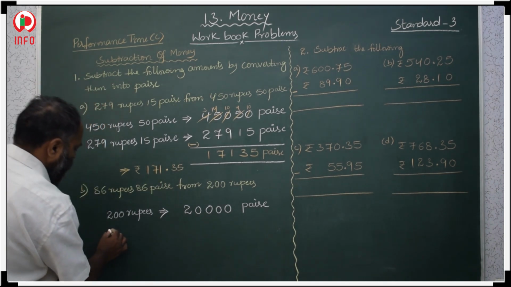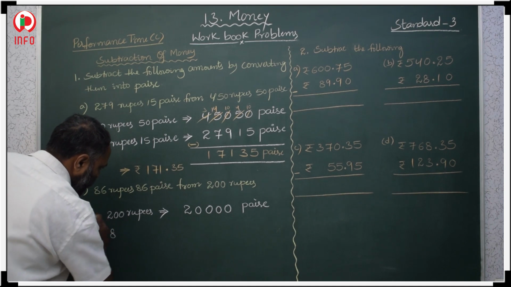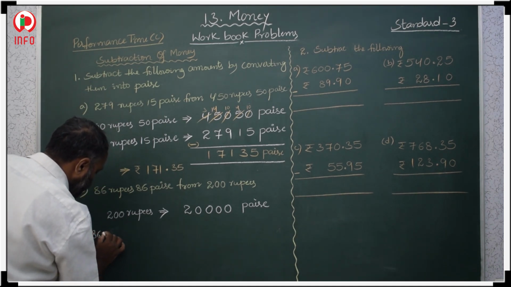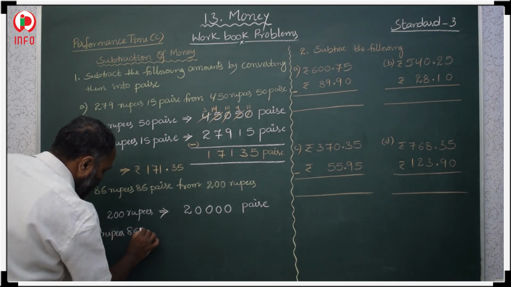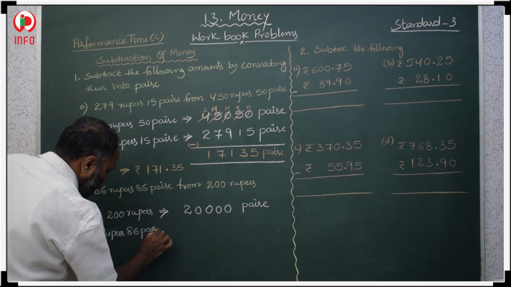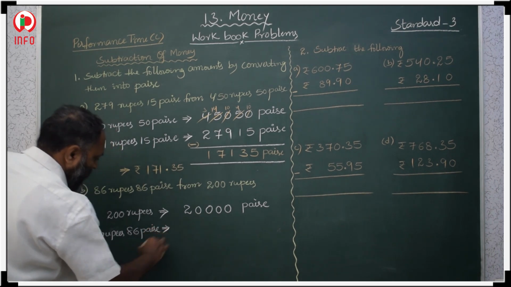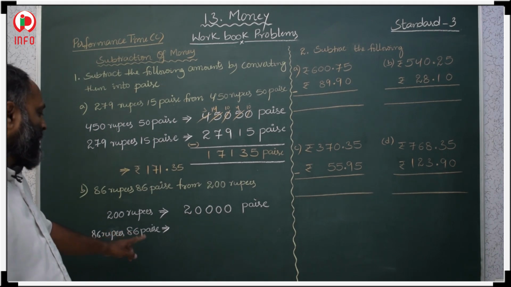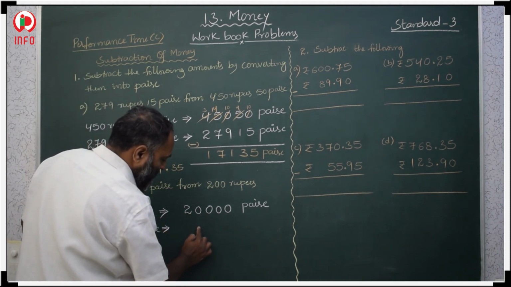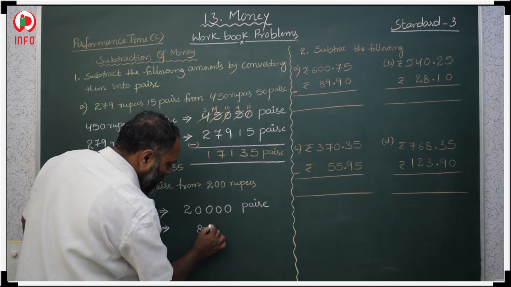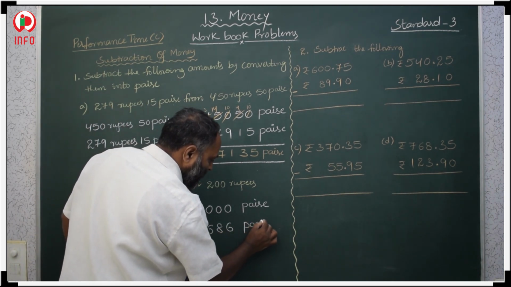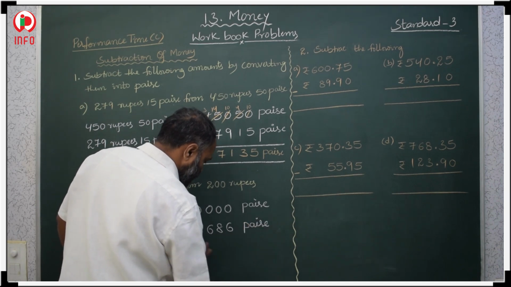Then after that, 86 rupees 86 pice. How to convert 86 rupees and 86 paisa? That is 8,686. 8,000, it starts from the thousands place. 8,686 paisa. Now subtract.